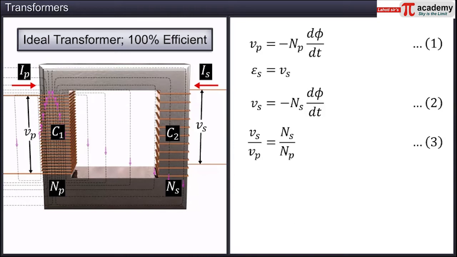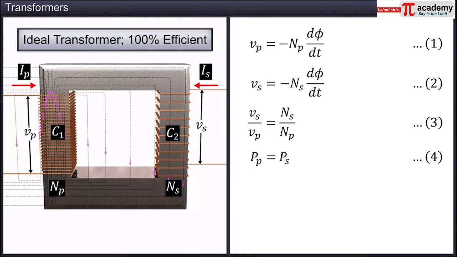We know that power P is the product of the current I and the voltage V. Hence, we get P is equal to IV. Now, for an ideal transformer, we have power in the primary coil, PP, is equal to power in the secondary coil, PS. Let this be equation 4. This can be written as IP into VP is equal to IS into VS, or VS by VP is equal to IP by IS. Let this be equation 5.